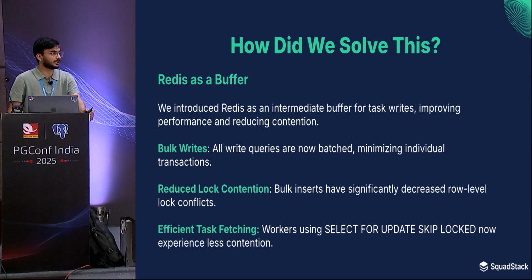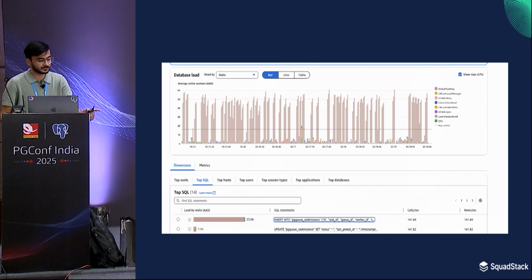Also, our workers were using select for update skip locked, which causes a lot of locks, due to which this transactionid wait event also occurred. As you can see on the screenshot, it was using 25 vCPUs, for the insert operation only. After fixing the buffer issue, it was gone, and this wait event was not coming at all.